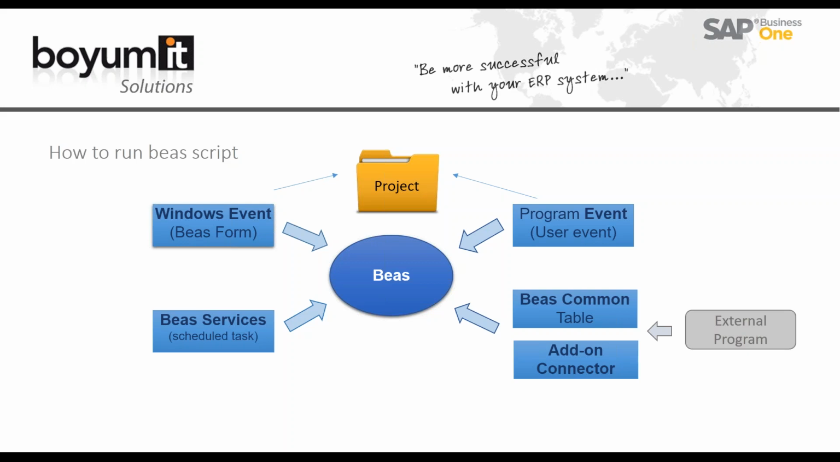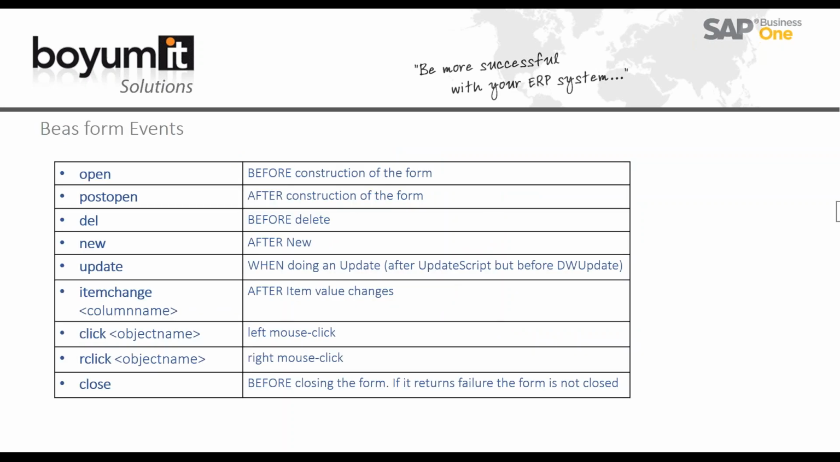Today, we are going to focus only on the Windows event, with just simple examples about validations or more information using our Windows event. We use the Windows event because we want to catch some event on the screen. One of them is when you open the screen, or after the screen is created, for example. We can catch the moment when you use the delete button, or when you press the new or the update button.